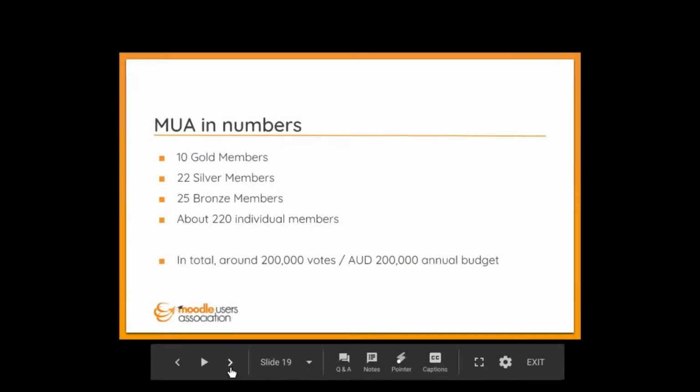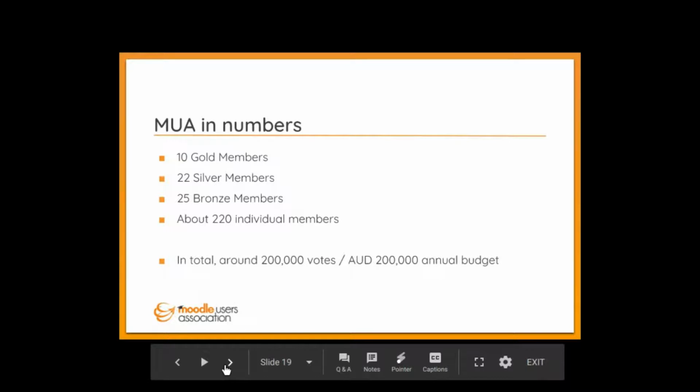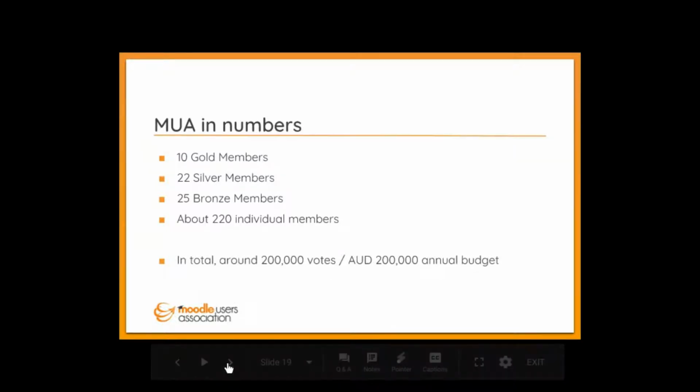Currently, there are 10 gold members, 22 silver members, 25 bronze members, and about 220 individual members. That corresponds to about 200,000 votes in any voting event, and an annual budget of about 200,000 Australian dollars, which is devoted almost entirely to project development in Moodle. We have very small overheads as an association, but 98% of all our funds goes to funding core Moodle development.